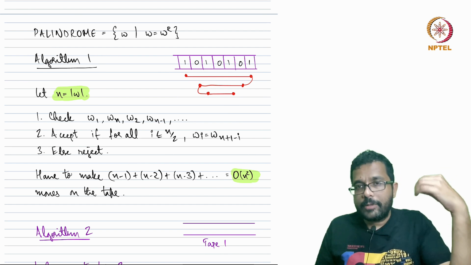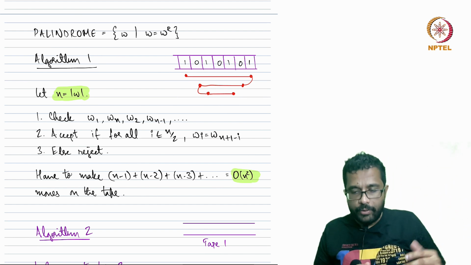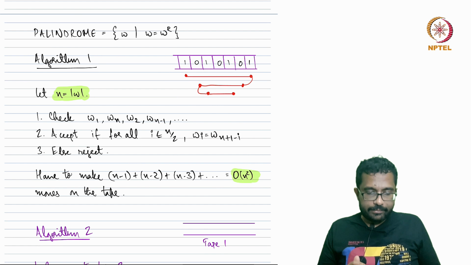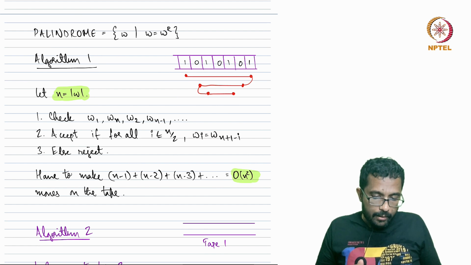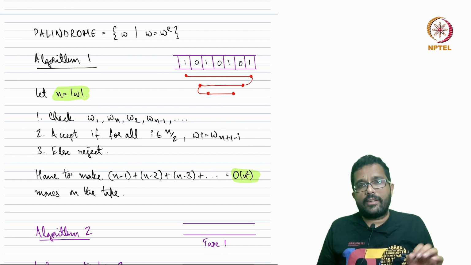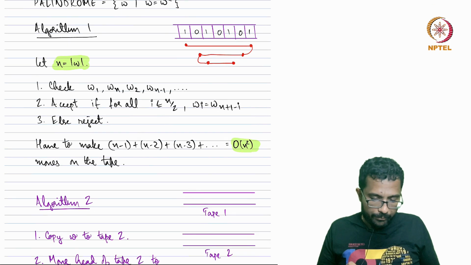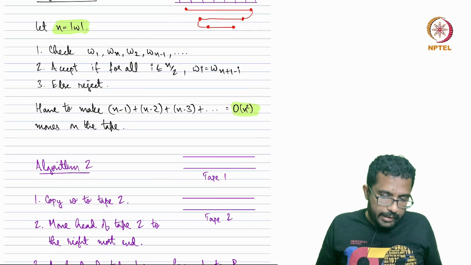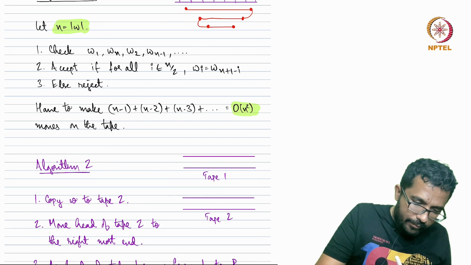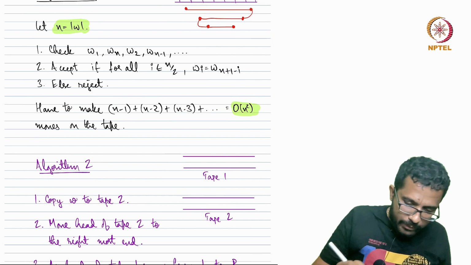So this is how we are going to approach things, because we are going to closely measure how much time it takes. Now let's look at another algorithm, but we'll assume that we have two tapes.